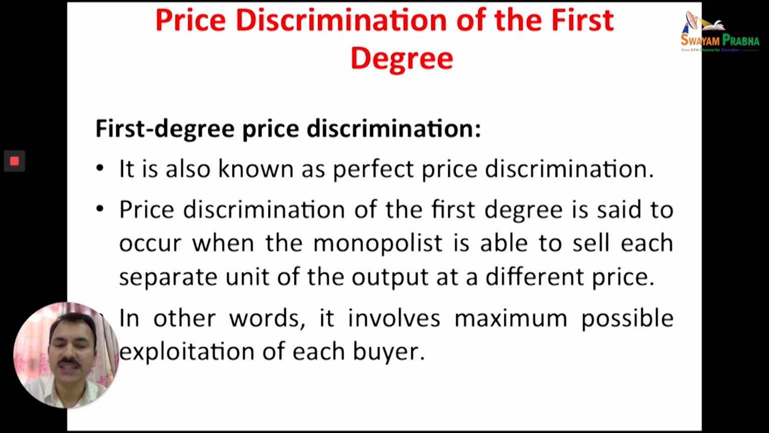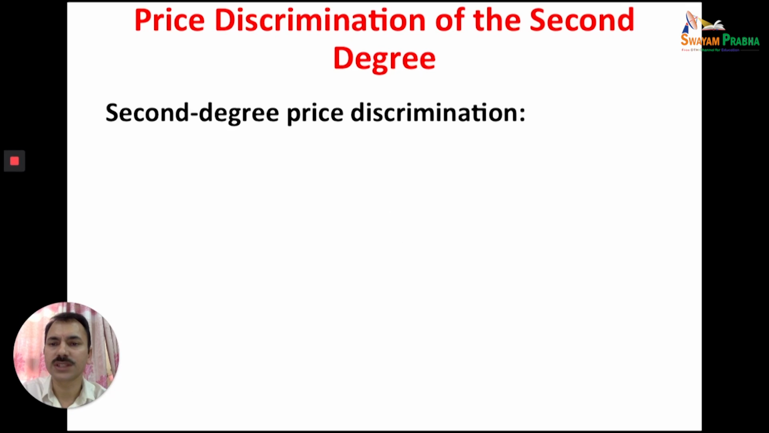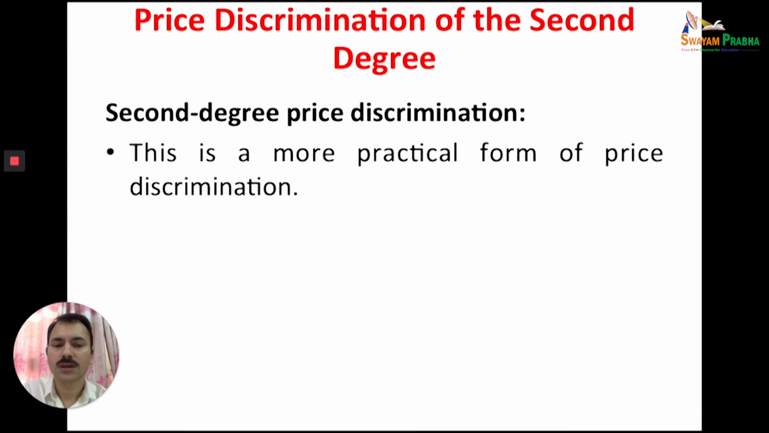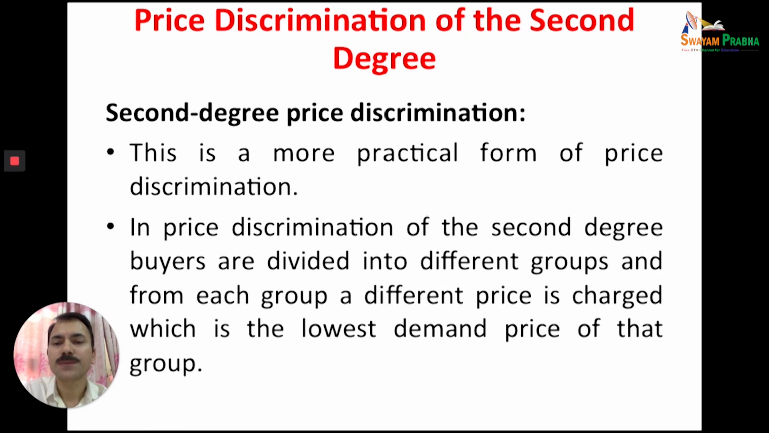In this case, the consumer is not able to enjoy any consumer surplus, because the monopolist will charge the maximum price according to the consumer's willingness to pay. Second degree price discrimination is when the monopolist charges different prices for different units of the same commodity. This is more practical price discrimination.